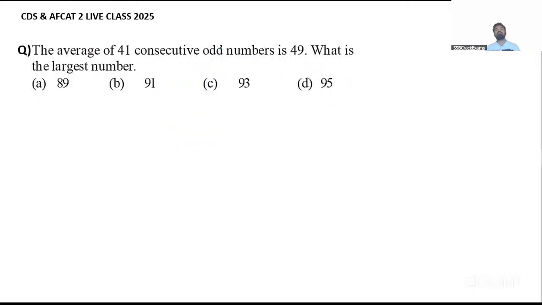The average of 41 consecutive odd numbers is 49. So I have told you about even numbers, but not odd numbers. So let me first tell you about odd numbers as well. Since we had the general formula n by 2 into 2a plus n minus 1 into d. Okay, first I am deriving the formula. Once you have the formula, you will solve it in 5 or 6 seconds.